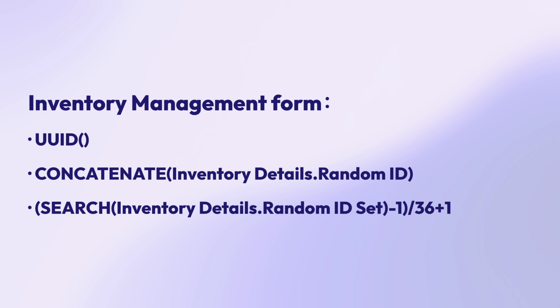And 3 functions are needed in this case. UUID is used to generate a 36-character random code. Concatenate joins all our random ID strings together into one string. And the third function will help return the position at which the random ID is first found within the random ID set, that is, the number of this row.